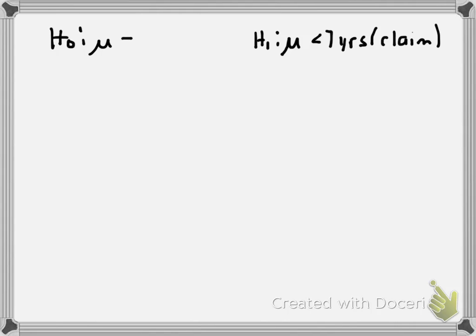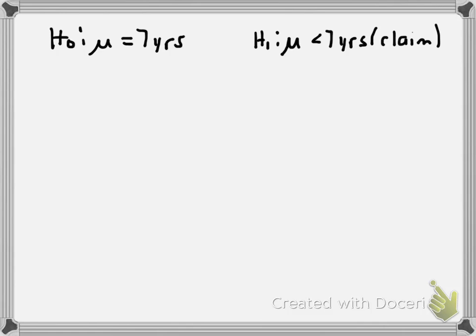So let's start with H0 and H1. The mean lifespan is less than 7 years. So we're actually going to start with the alternative hypothesis. The mean is less than 7 years, and that's the claim. The null hypothesis then would be that the mean is equal to 7 years.